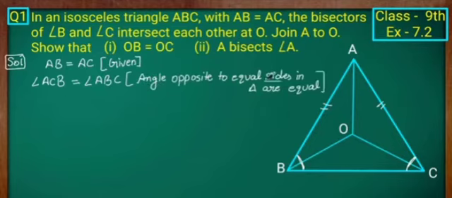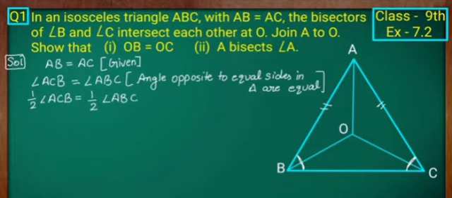Then next, OB and OC, that are the bisectors of angle B and angle C. Bisector means which will divide that angle into two equal parts. So, you can say that half part of ACB and half part of ABC are equal, is it? So, I am writing that half of angle ACB equal to half of angle ABC.